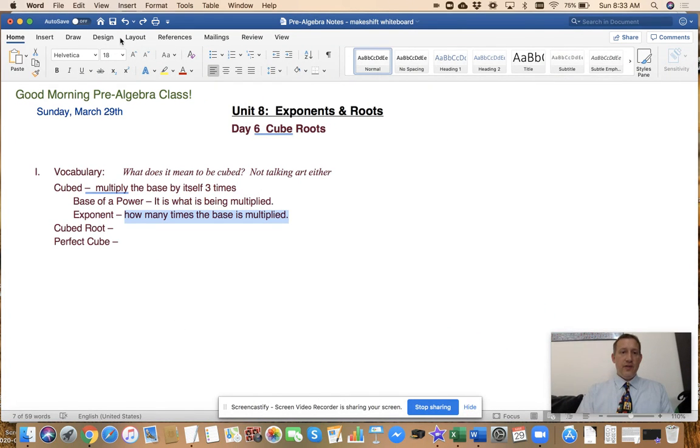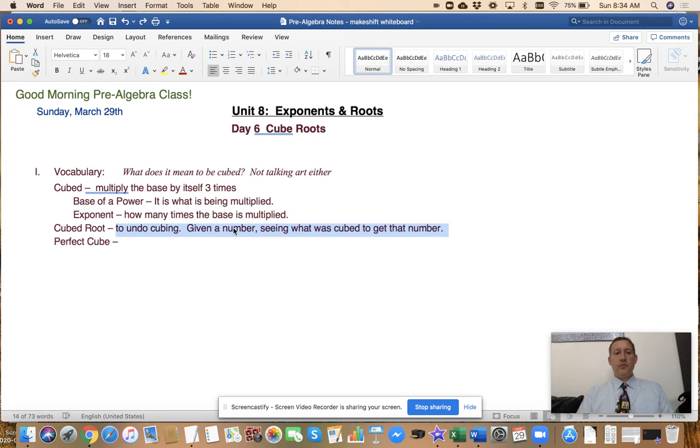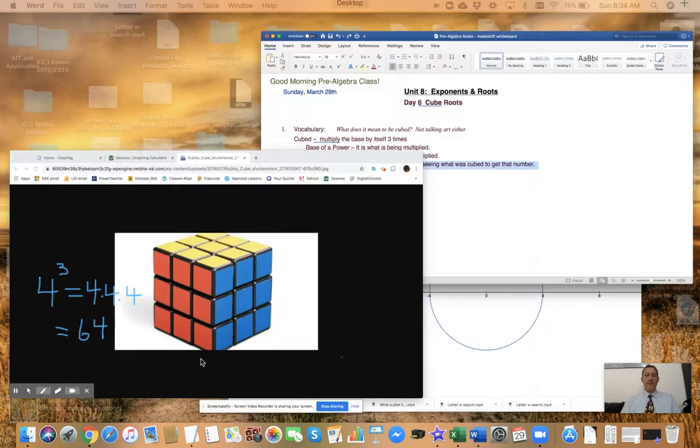All right, so continuing on with our notes, a cubed root means what? If cubed means you multiply the base by itself 3 times, a cubed root is what number can I multiply by itself 3 times to give me the number given. So if I'm given a number, what was cubed to get that number? Well, what's the opposite of multiplying? Dividing.